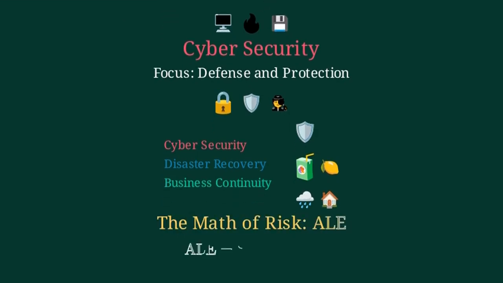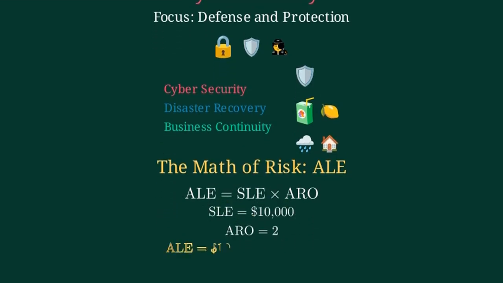Now let's use a simple risk formula called annualized loss expectancy. It is single loss expectancy times annualized rate of occurrence. Example, if a cyber attack costs $10,000 and it happens about 2 times per year, then the expected annual loss is $20,000. That is the budget we should be willing to invest in protection.